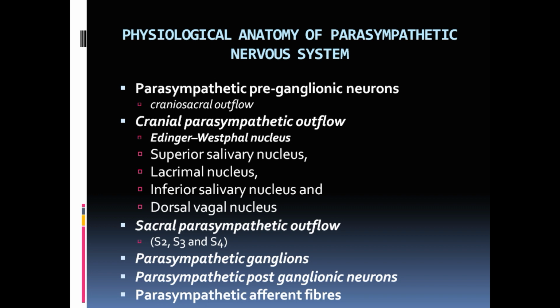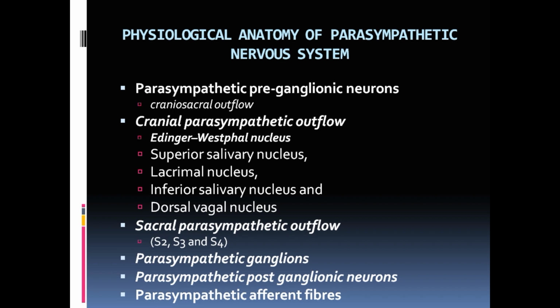The dorsal vagus nucleus gives rise to the preganglionic fibers which are carried in the vagus nerve. These then supply, through the postganglionic fibers, the lungs, heart, stomach, intestine, and up to two-thirds of the transverse colon in the large intestine. So as we can see here, these are the cranial origins of the preganglionic fibers of the parasympathetic nervous system.